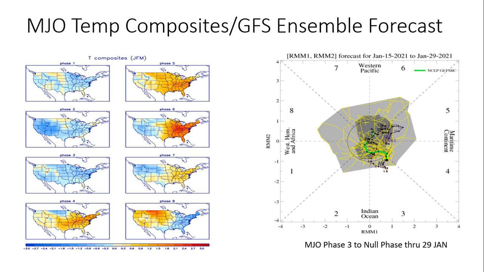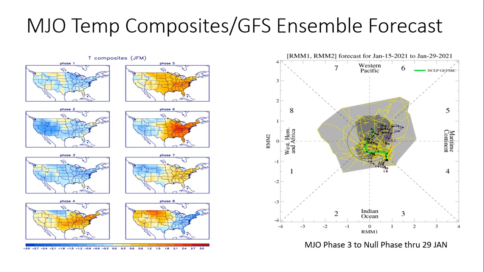Looking at the actual forecast now, the GFS ensemble forecast on the right, pay attention to the green line. That is your NCEP GEFS, showing the MJO currently in a weaker phase 3. And the green line moves right back into the null phase towards that smaller inner circle. And I've explained this diagram before in past videos, but the smaller inner circle on the diagram generally correlates to a null phase. What does that mean for us in the eastern United States? That means that the MJO really doesn't favor warm or cold temperatures in the east.